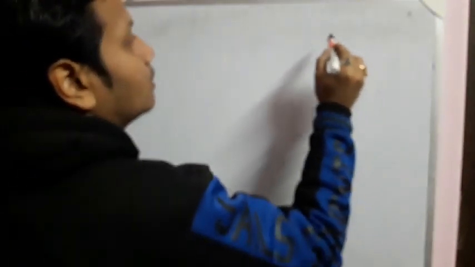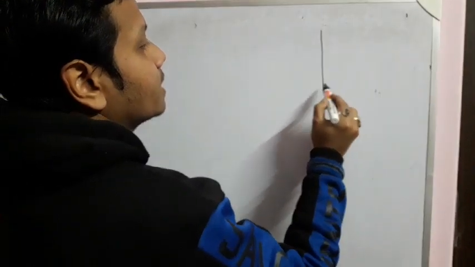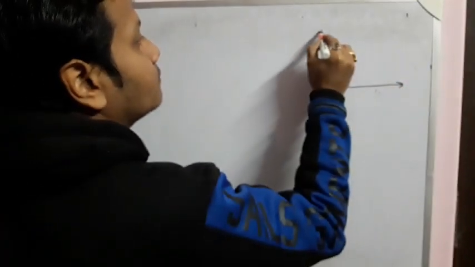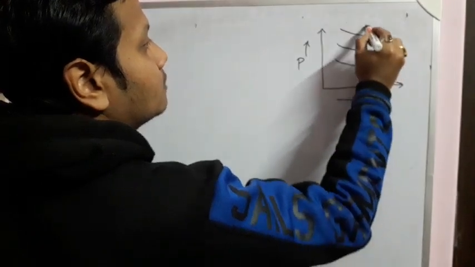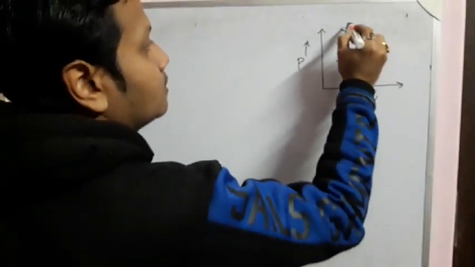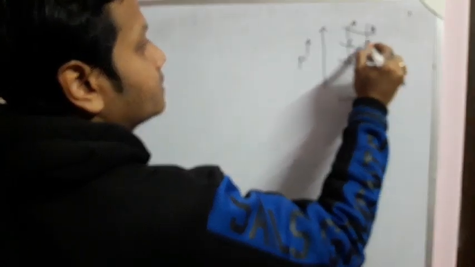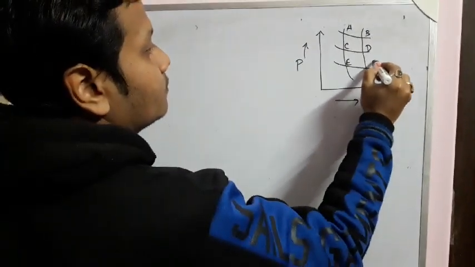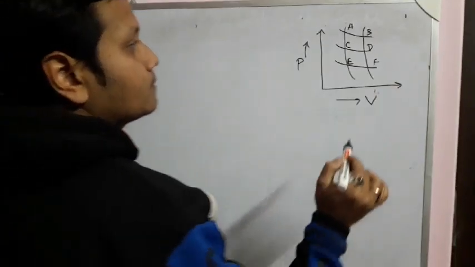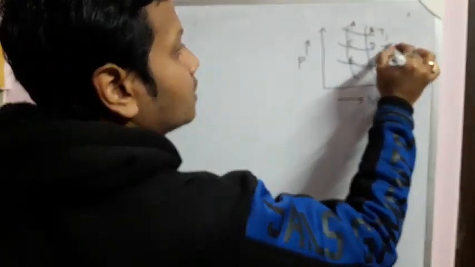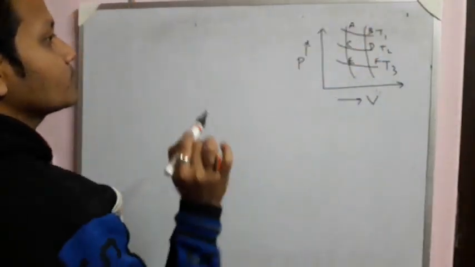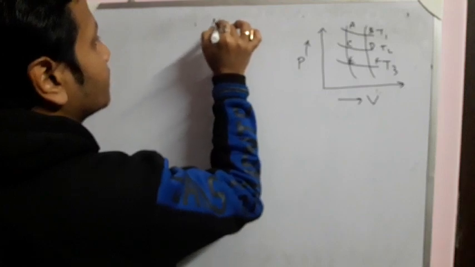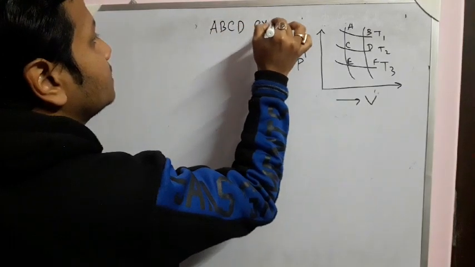Just take the PV diagram, that is the PV indicator diagram. Just consider two Carnot cycles. Give it a name A, B, C, D, and the second one is C, D, E, F. Here there are, say, T1, T2, T3. So this diagram consists of two Carnot cycles. The first one is the ABCD cycle.